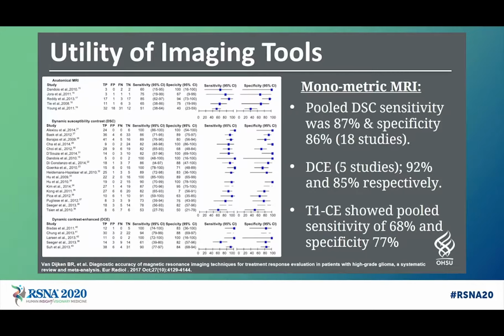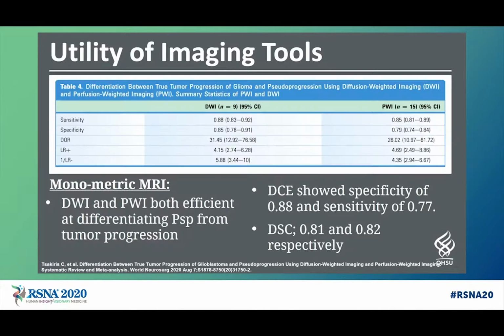A forest plot and pooled results demonstrated that both DSC and DCE MRI performed better than T1 gadolinium-enhanced MRI alone. This suggests that the use of physiologic MRI techniques showed a higher diagnostic accuracy than anatomical MRI in the differentiation between treatment-induced changes and true progression. Among the advanced MRI techniques, MR spectroscopy showed the highest diagnostic accuracy, followed by perfusion-based techniques.